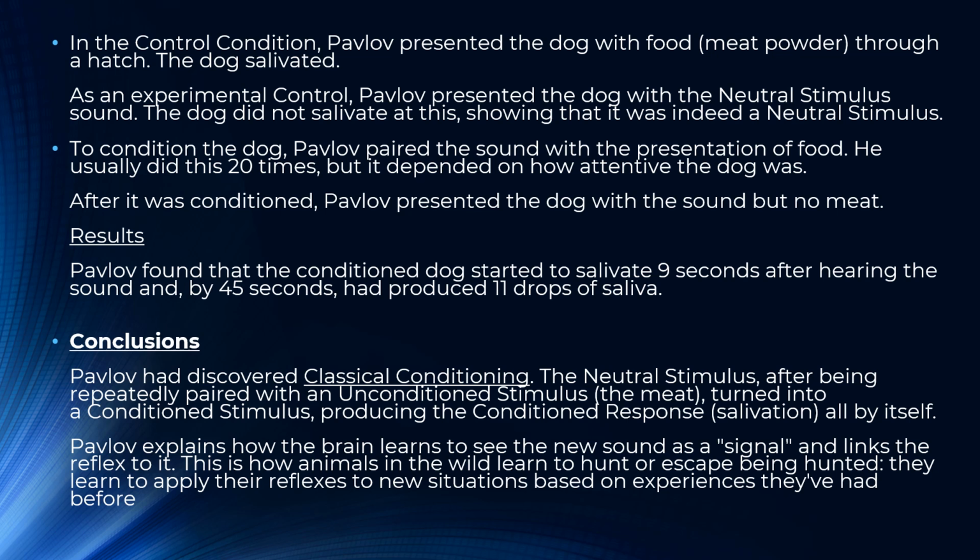So he concluded that a neutral stimulus, after being repeatedly paired with an unconditioned stimulus, can turn into a conditioned stimulus, producing what is now termed a conditioned response, because it has been unnaturally associated with a different stimulus to what it should actually be associated with on a normal level. So Pavlov explained that that was how the brain learned to see the new sound as some sort of signal. The cerebral cortex made the links to the reflex response, and therefore those new conditioned responses could be formed.